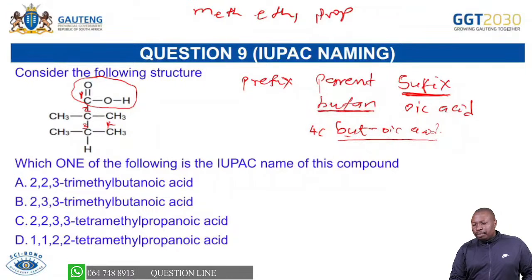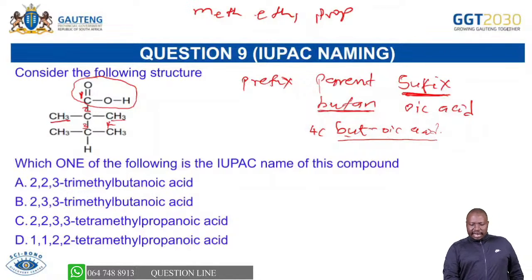And I'm saying if you say butoic acid, we will penalize you a mark for that. Prefix, do you have any substituent? Yes. In which carbon do we find those substituent? Remember I said you must always number your substituent. In carbon number 2, we have a methyl. And carbon number 3, we have another methyl.